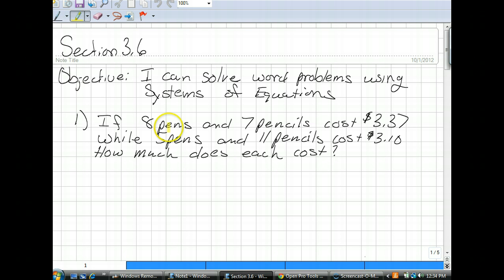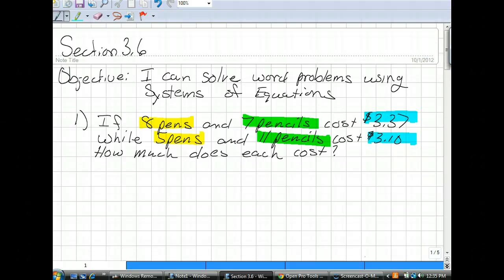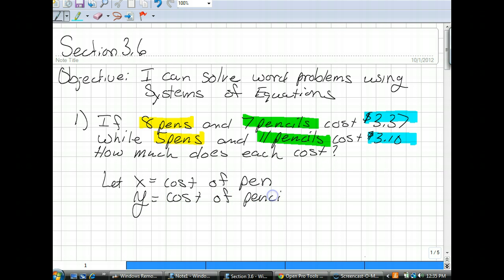So, first of all, our important information is pens, pencils, and the total cost. Right? So, first of all, our unknown is how much does each cost. So we're going to represent each thing with a variable. So we're going to say let x equal cost of each pen and y equal cost of each pencil.